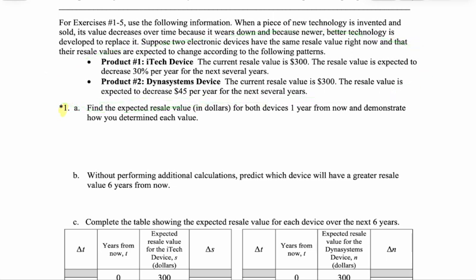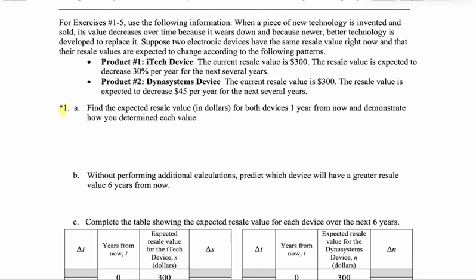Okay, so product 1 says that the current resale value is 300. They're both a resale value of 300. The resale value is expected to decrease 30% per year for the next several years. And then product number 2 says the resale value is expected to decrease $45 per year for the next several years. So in A, it says, find the expected resale value in dollars for both devices 1 year from now, and then we'll demonstrate how we did it, obviously.